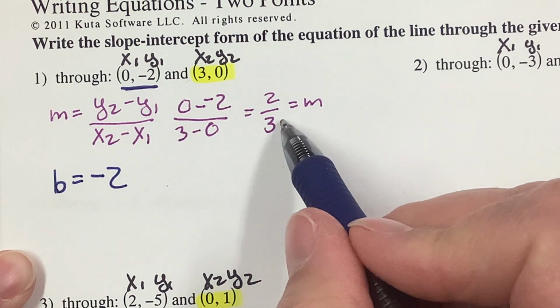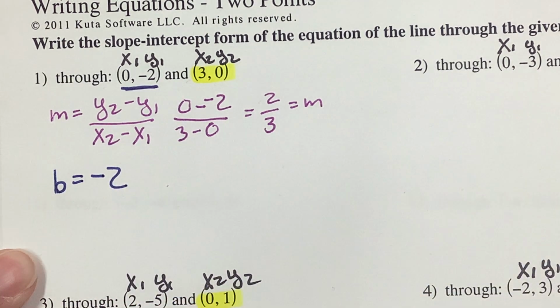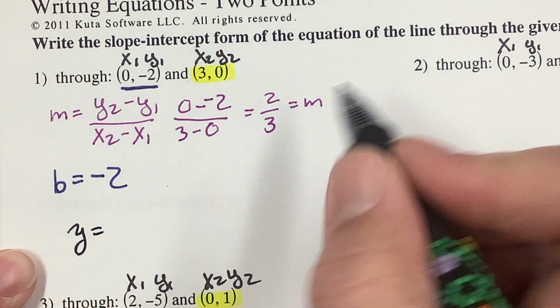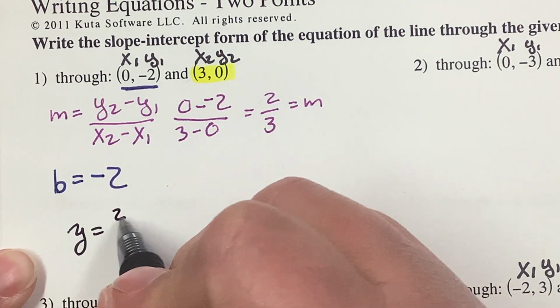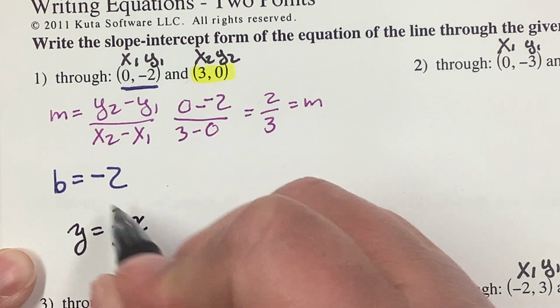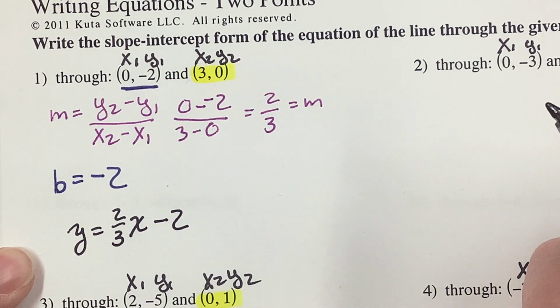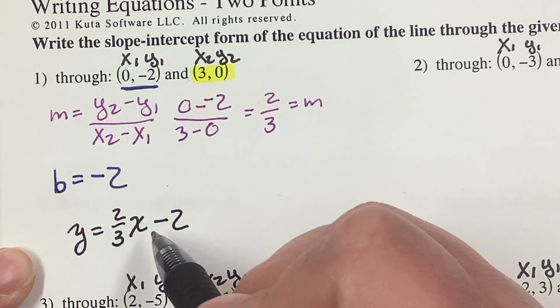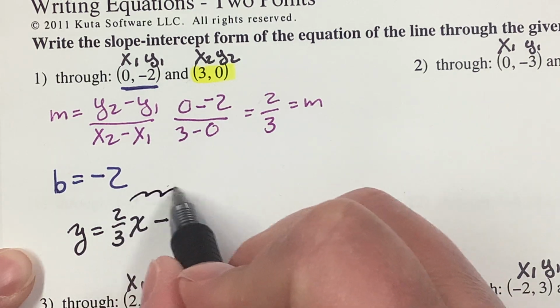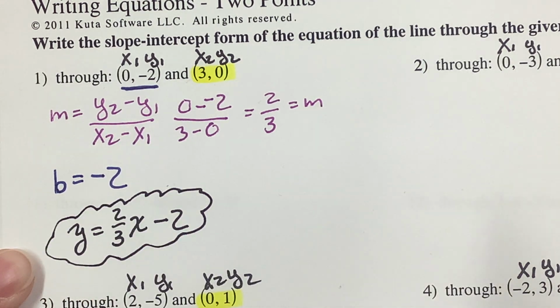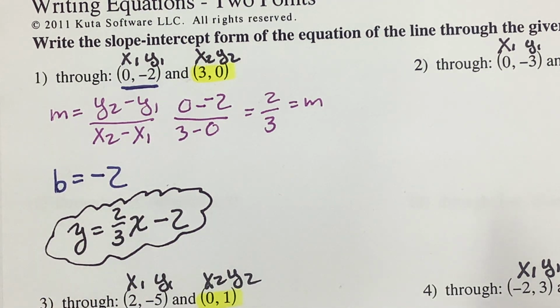So now I have m and I have b, and I can fill both of those into this equation. Y equals mx plus b. Y equals 2/3 x minus 2. Puffy cloud of happiness. And there you go. Let's try another one.